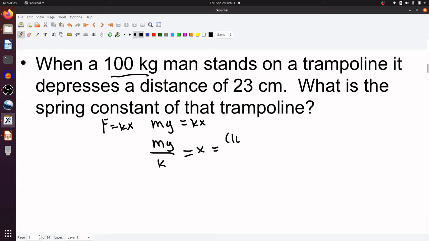So I take his mass, 100 kilograms, times 9.8. And then I divide that by 0.23, because a lot of times your values for the compressional distance aren't going to be too high. So a kilogram meter per second squared, that's a newton, and meters is on the bottom, so that's where we get our newtons per meter. So 100 times 9.8 is 980, I already knew that, divided by 0.23, and I get 4261.